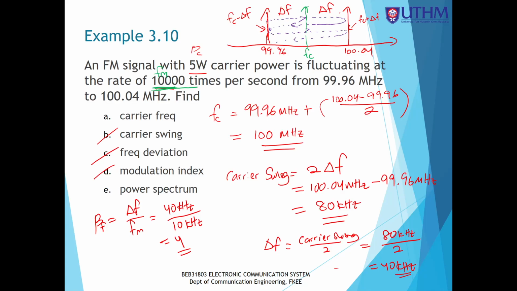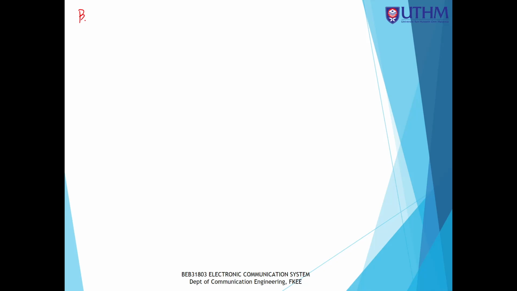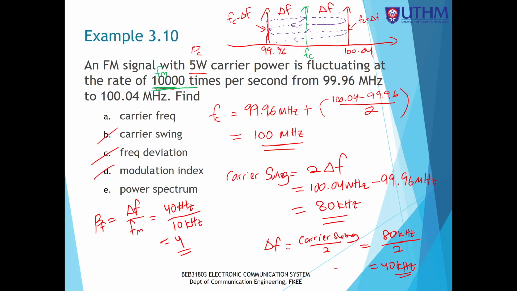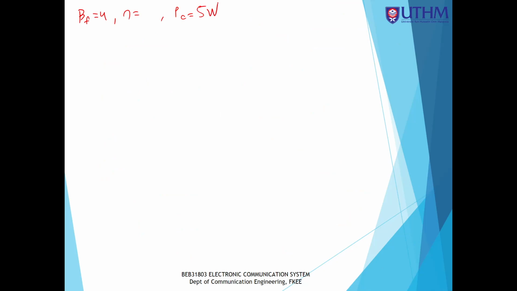Okay, so now what's the information we have? Beta is 4. How much is n? We already have PC. Sorry. So PC is given in the question, 5 watt. Okay, PC given in the question is 5 watt. So how much?